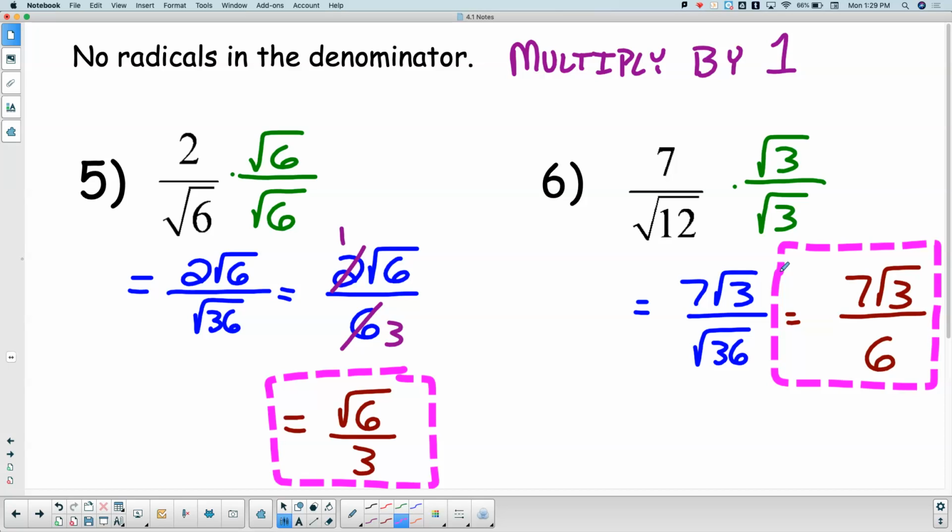Yeah, a couple of different ways here. You can multiply by the square root of 12 over the square root of 12. Get 7 square roots of 12 over the square root of 144, which is 12. Okay, and then you got to simplify. You could simplify first. You can go 7 over 2 square roots of 3, and then multiply by the square root of 3 over square root of 3. Or you can multiply by the square root of 3 over square root of 3. Lots of different ways.